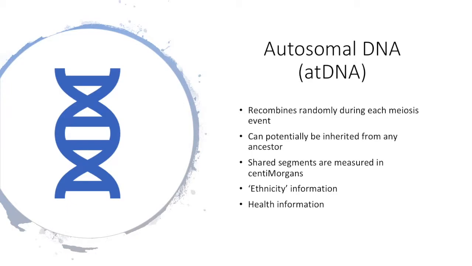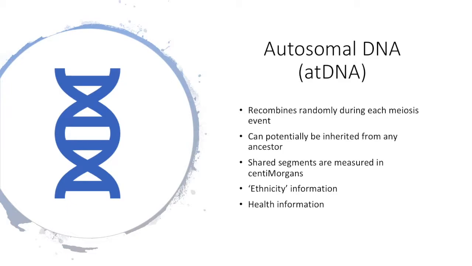This is why autosomal DNA is so useful for genealogy research. If you're looking at any given segment of your DNA, without figuring out who you share it with, you have no way of knowing which of your ancestors you could have got it from. It could have been any of them. So we can use autosomal DNA to verify any line of the family tree. And this is what makes it so useful. It's very, very flexible.